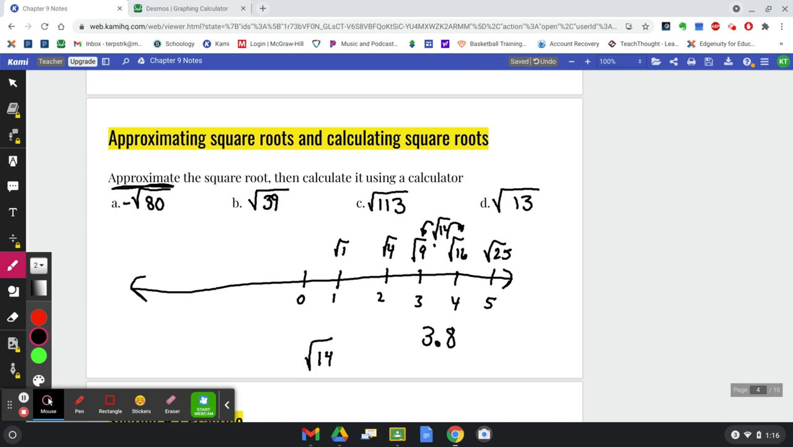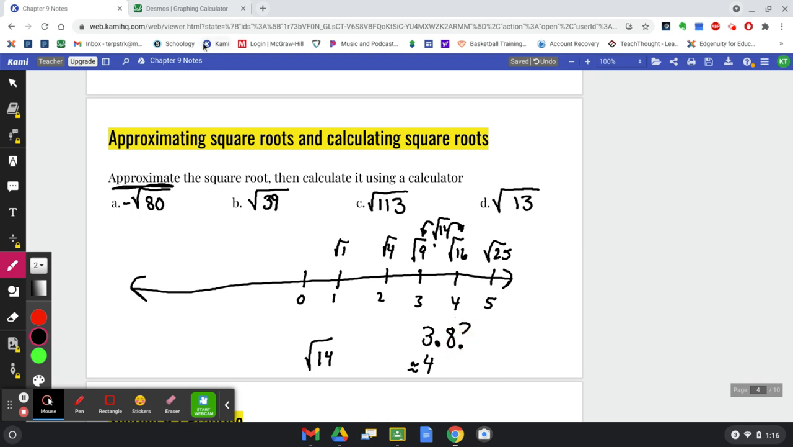So essentially, when you're approximating, that'd be closer to 4. When you're trying to find the approximate, you're looking between what two perfect roots it falls, and which one it is closer to. And this is just a guess right here.